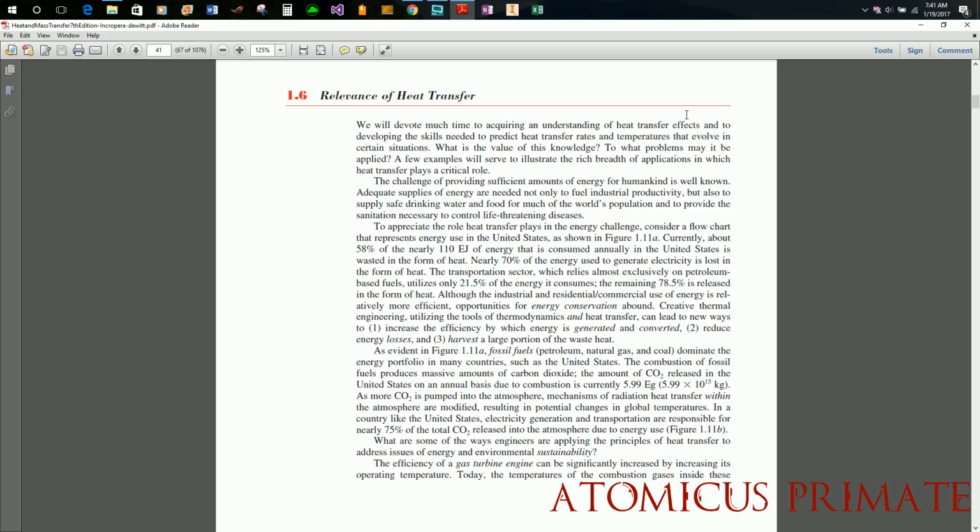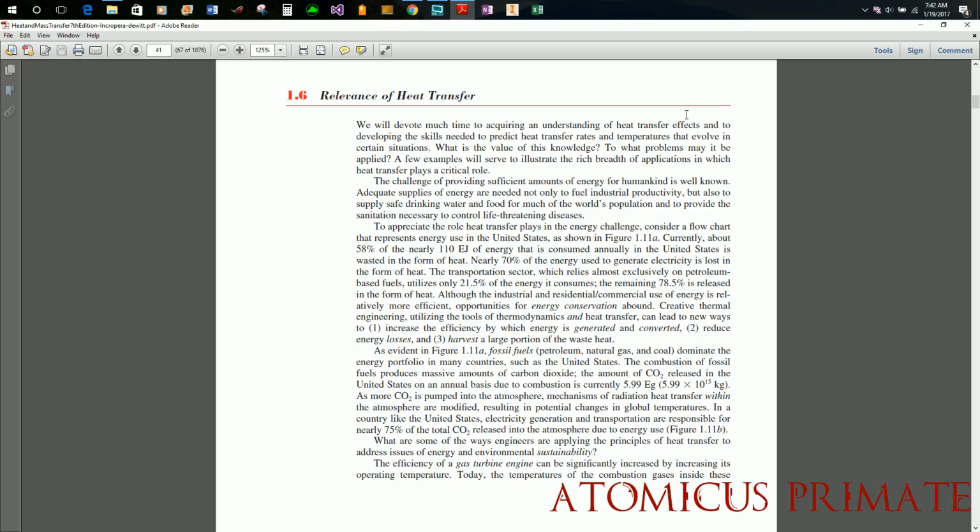Currently, about 58% of the nearly 110 exajoules of energy that is consumed annually in the United States is wasted in the form of heat. Nearly 70% of the energy used to generate electricity is lost in the form of heat. The transportation sector, which relies almost exclusively on petroleum-based fuels, utilizes only 21.5% of the energy it consumes. The remaining 78.5% is released in the form of heat. Although the industrial and residential commercial use of energy is relatively more efficient, opportunities for energy conservation abound.